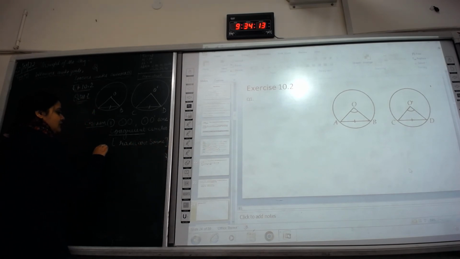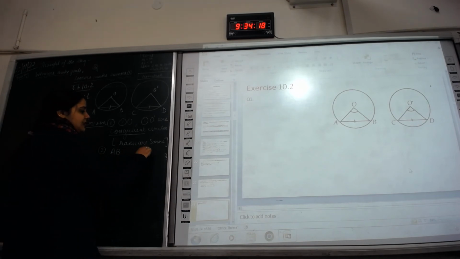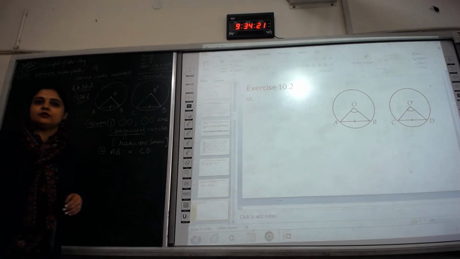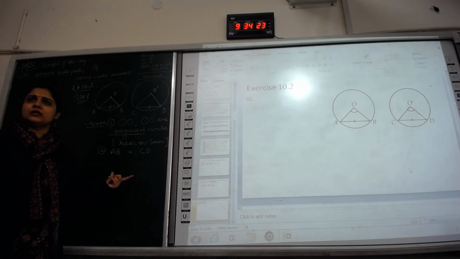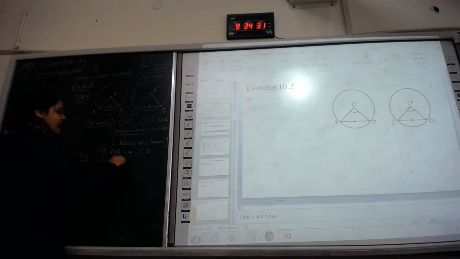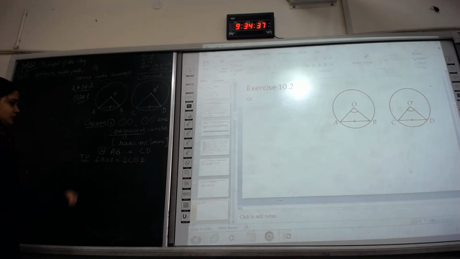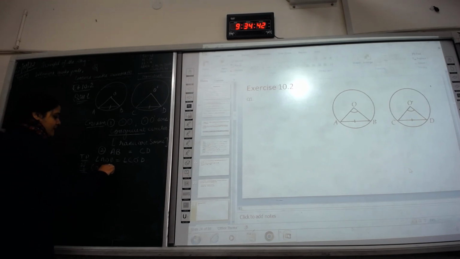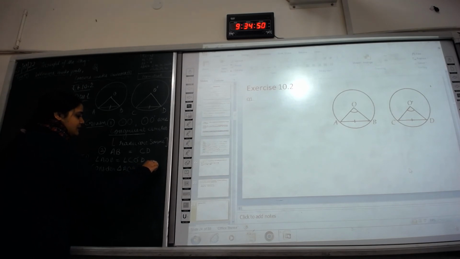Second thing that is given to you is AB is a chord in the first circle, CD is a chord in the second circle, and these are equal in length. These two things are given to you. You need to prove angle AOB is equal to angle CO dash D. So for the proof, what will we do? We will consider which triangles? Triangle AOB and triangle CO dash D.